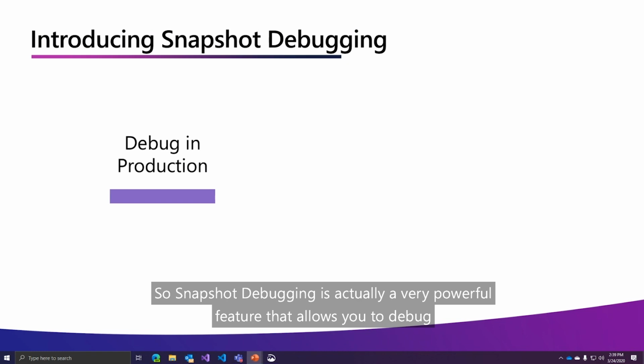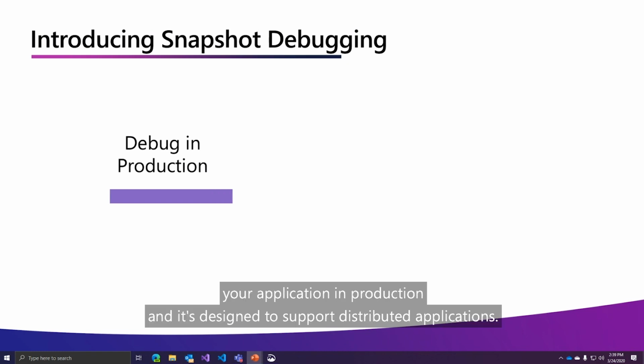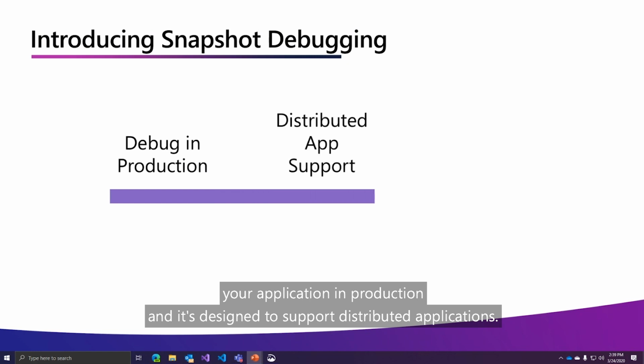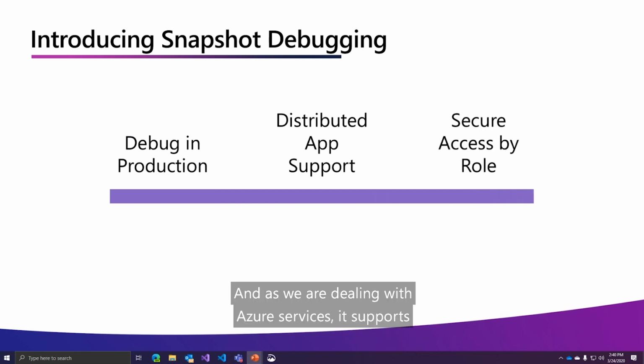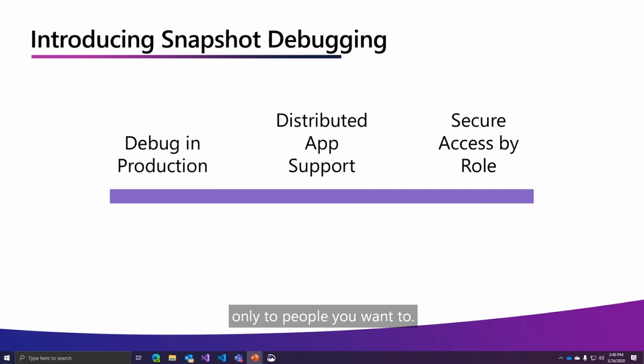Snapshot debugging is a very powerful feature that allows you to debug your application in production. And it's designed to support distributed applications. So even if you use microservices, you don't have to worry about that. And as with our Azure services, it supports, of course, role-based access control, or RBAC. So you don't have to worry about this as well. You can assign the permission for snapshot debugging only to the people you want to.